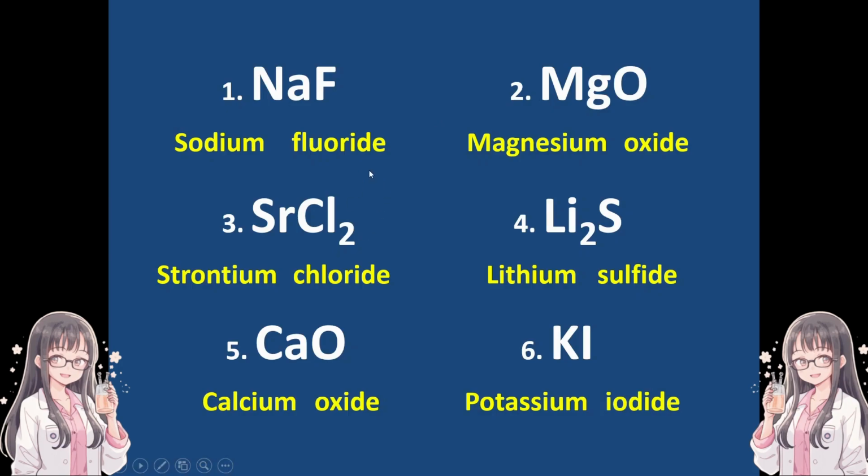So as you can see here in the formula, metal will be written first, followed by a non-metal. So, in the first element, you just find the name of the element in the periodic table. And then for the second element in the ionic compound, find the root word and add IDE.